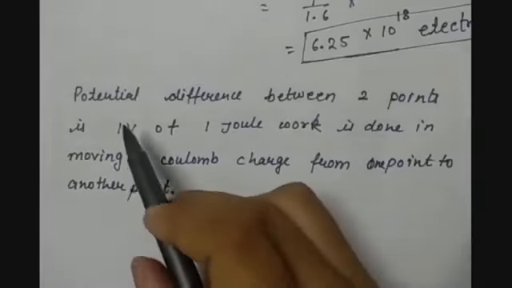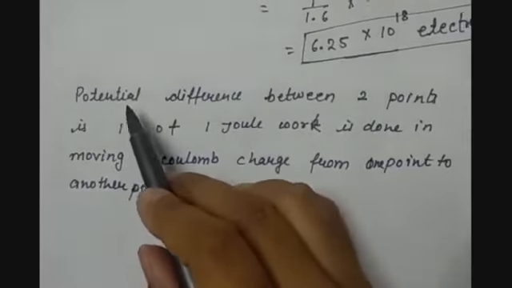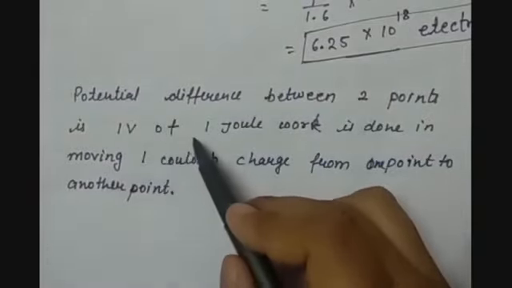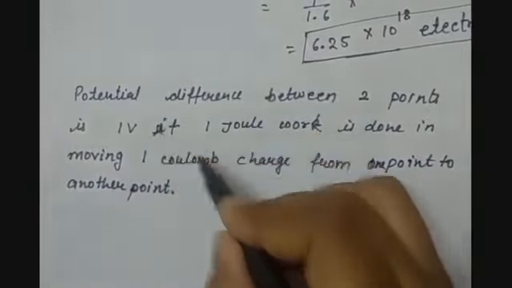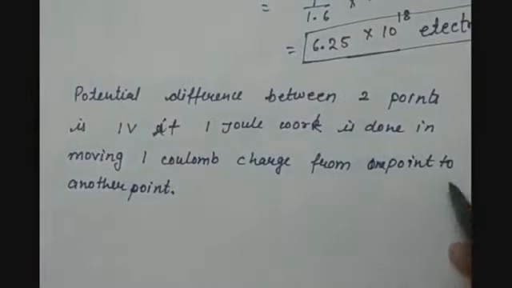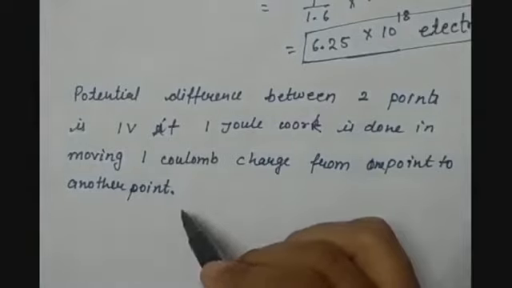So if we see it in the written form, then we can say potential difference between 2 points is 1 volt if 1 joule work is done in moving 1 coulomb charge from one point to another point.